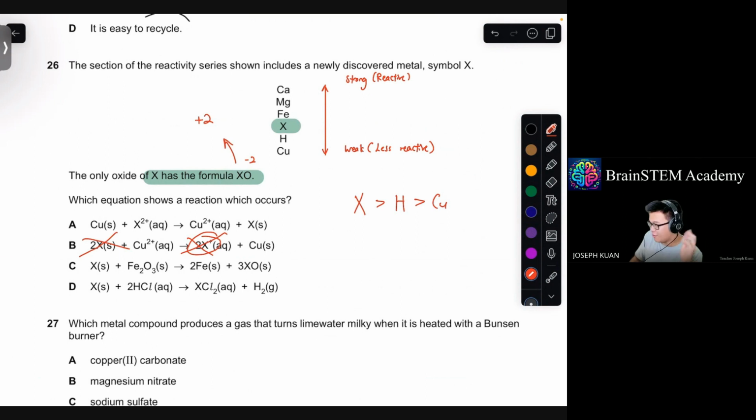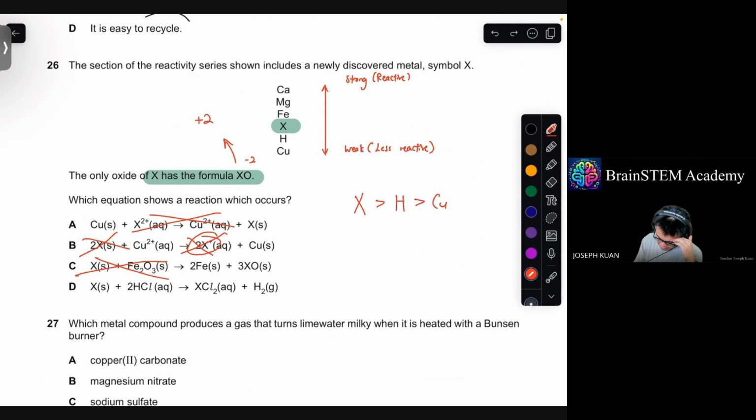You know what? Let's check one by one because there's too many words here. A, copper solid displaces X out of the solution. That's wrong because copper is weaker. Not possible. So it's either C or D. Then this is wrong also because two solids react with each other.